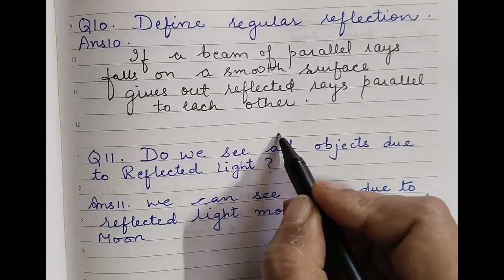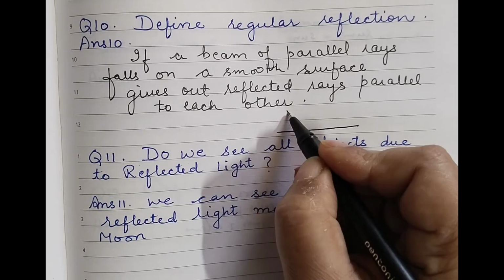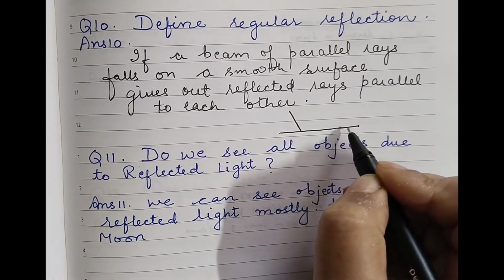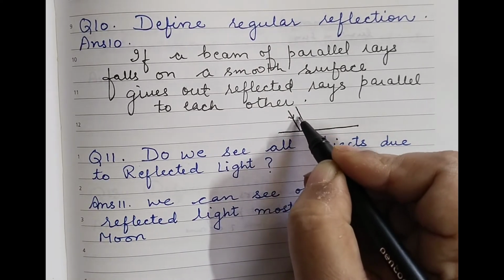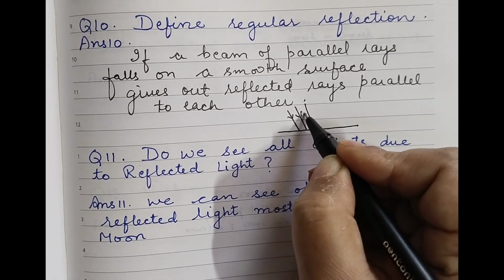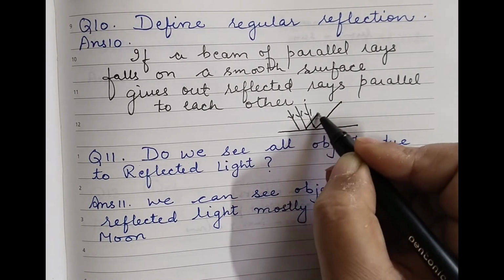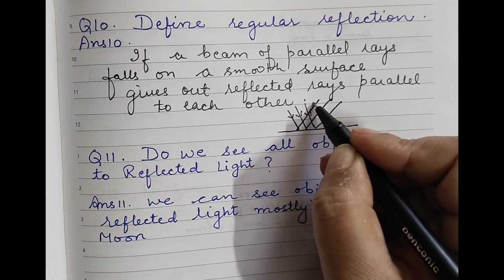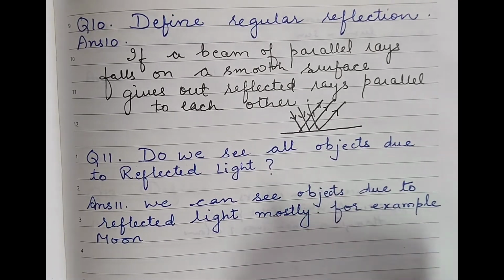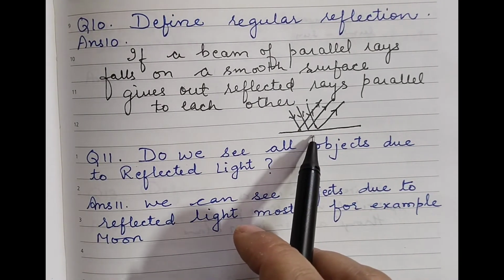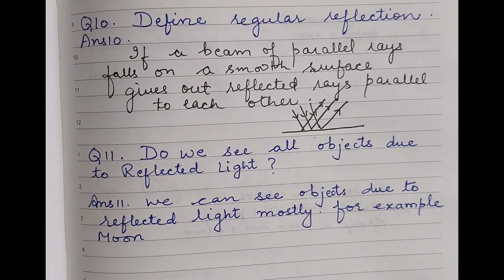Okay, like this. Understand this? Listen carefully. This is the plane surface, a smooth surface. Now a beam of parallel incident rays strikes the surface. When they reflect like this, the reflected rays are also parallel to each other. This type of reflection is known as regular reflection. I hope you all understand this very well.